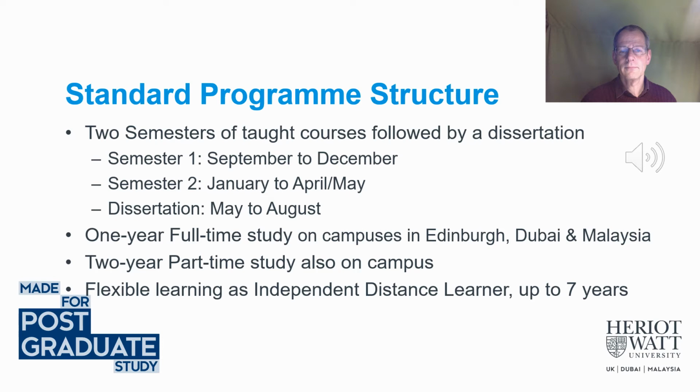You can also do the same as a 2-year part-time study. There you split each semester into 2 courses, semester 1, 2 courses semester 2 in the first year, then the remaining 2 from semester 1, remaining 2 from semester 2 in the second year, and end up again with the dissertation. We also offer this program for flexible learning as independent distance learner, where you can take up to 7 years to complete the program.